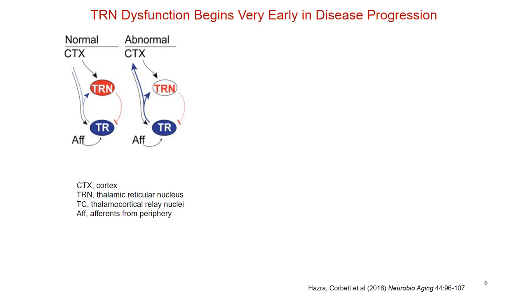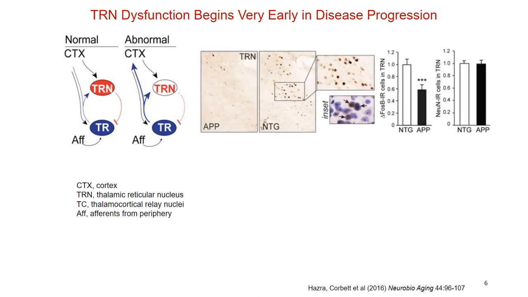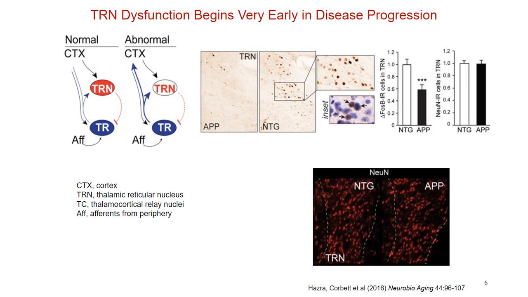Using phospho-S6, an activity-dependent marker, to look at active cells, we found fewer active cells in APP mice in comparison to NTG. There is no neuronal loss in TRN, as shown here with the help of NeuN. Cells are there, but they are just not as active. And when we looked at the downstream thalamic relay nuclei, we found they were disinhibited and showed more active cells in APP mice than NTG mice.